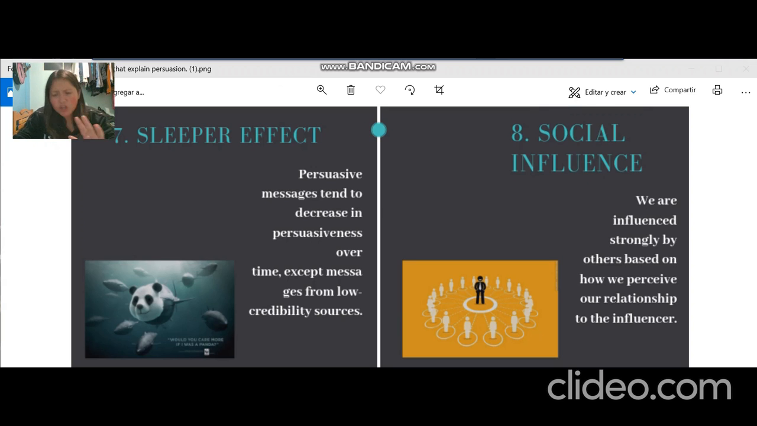And okay, the eighth is social influence. Social influence has to do with the way in which a person perceives himself in relation to the factors or influences that link him to other people and society in general.